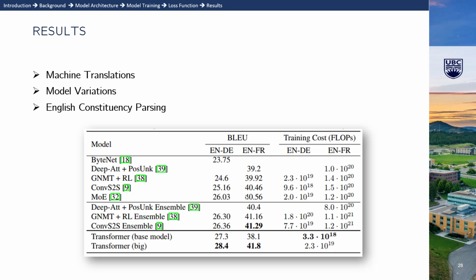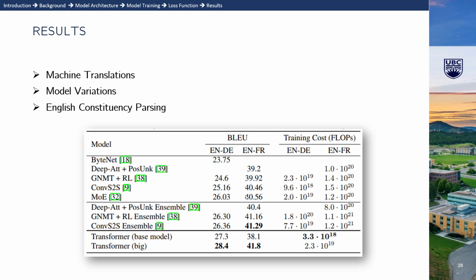Even the base model surpasses all previously published models and ensembles at a fraction of the training cost of any of the competitive models. On the WMT 2014 English to French translation task, the big transformer model achieves a BLEU score of 41.0, outperforming all the previously published single models at less than 1/4 of the training cost of the previous state-of-the-art model.